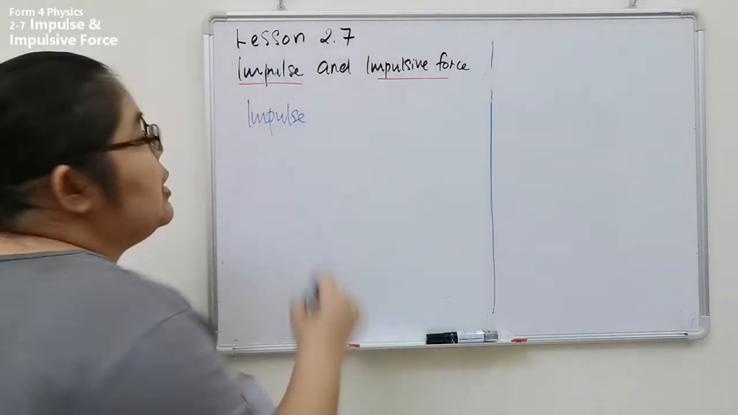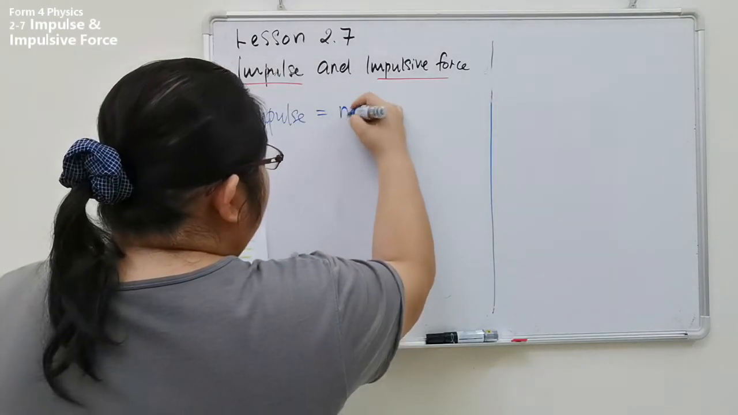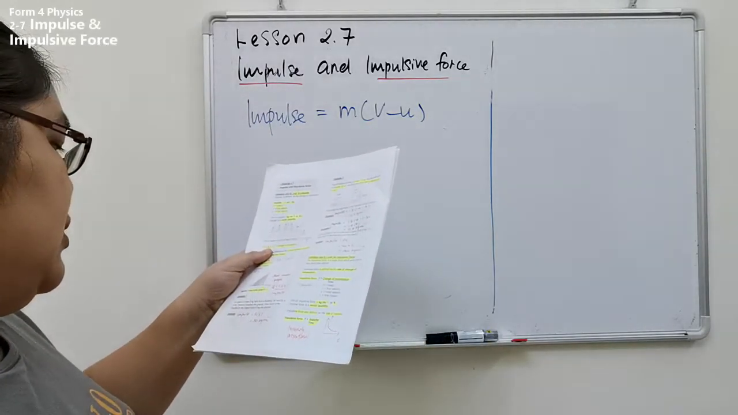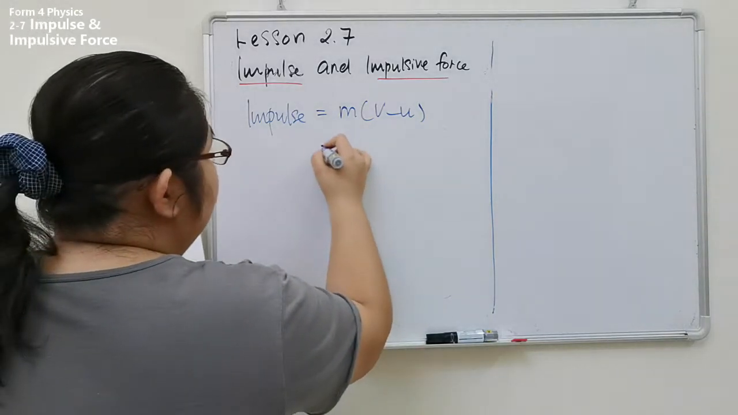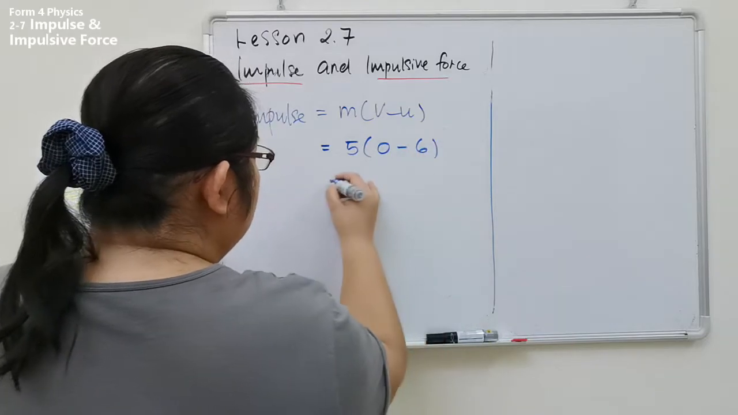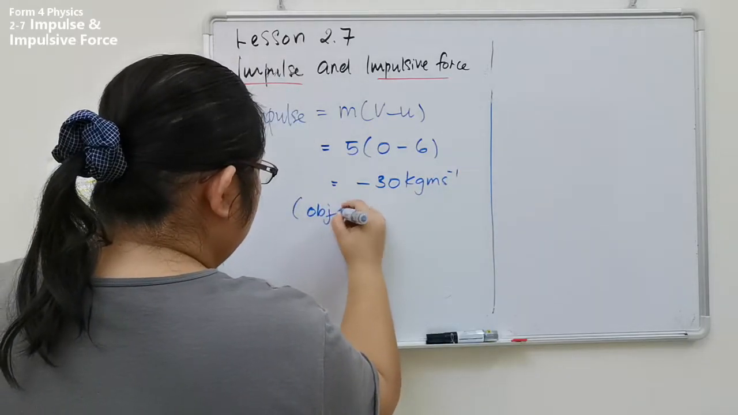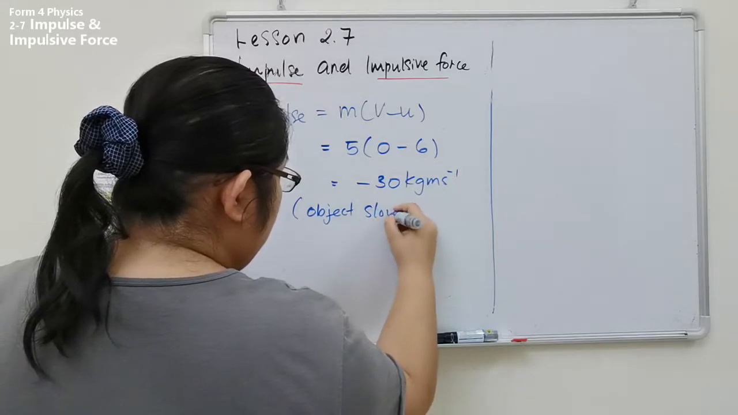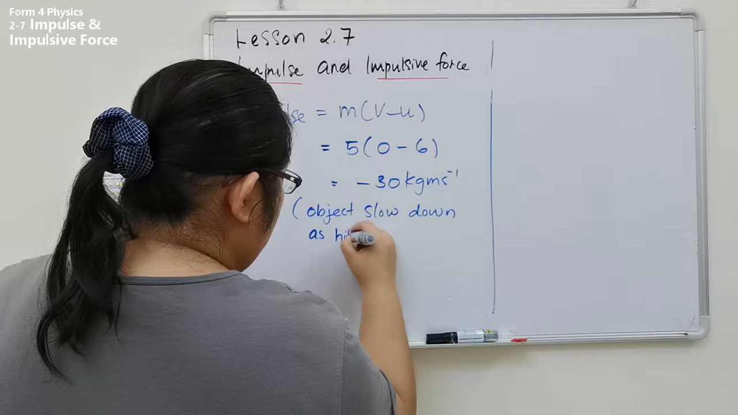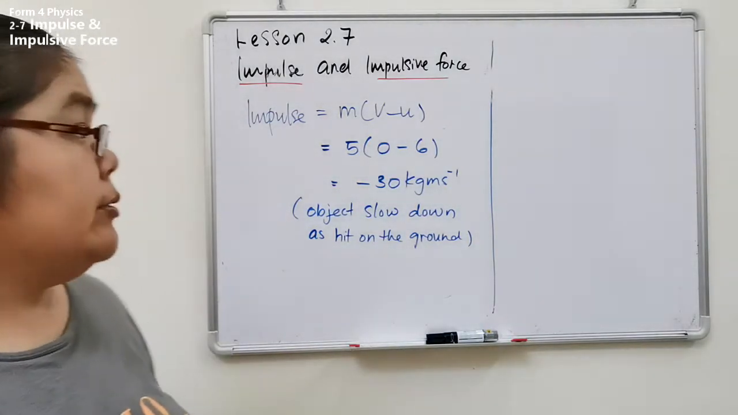Impulse. If you want to be safe, we add negative, then we explain. So now the formula is m(v minus u) over t. Just like this, this is the impulse. So from here, they ask for the impulse of the object hitting the ground. We just write m is 5 kg, v final is 0 minus 6. So the final answer I get is 30. The object will slow down as it hits the ground. This is the first answer.